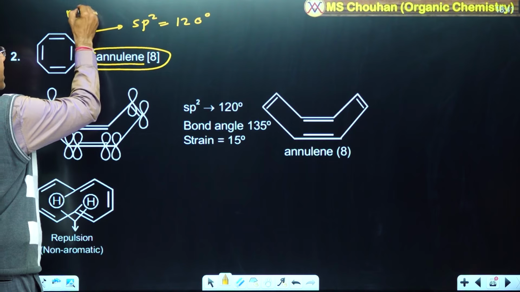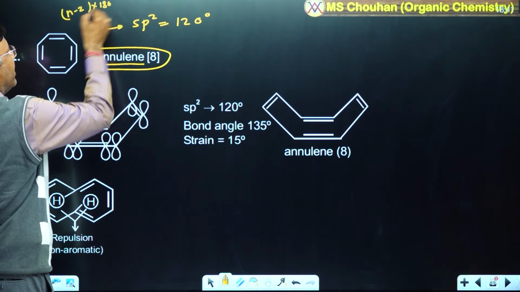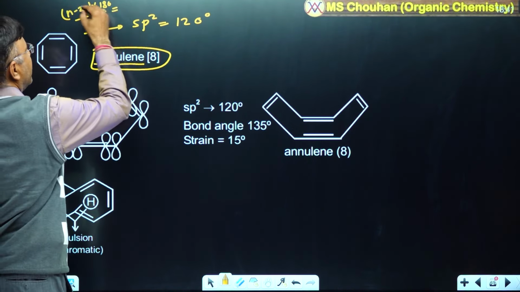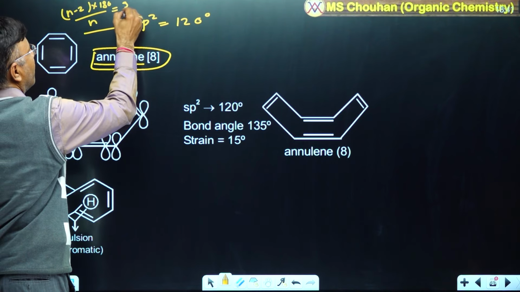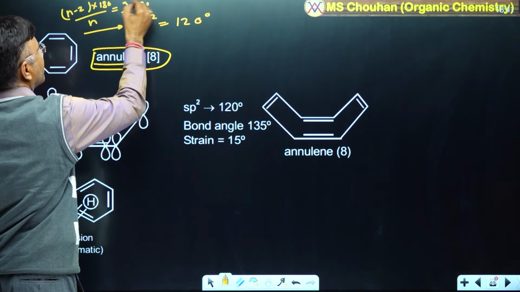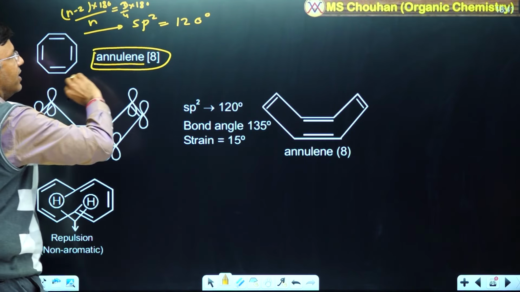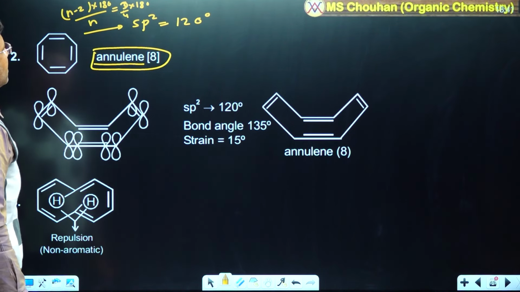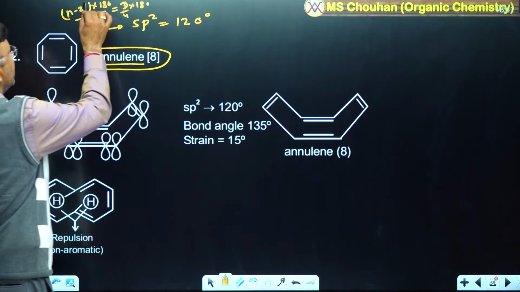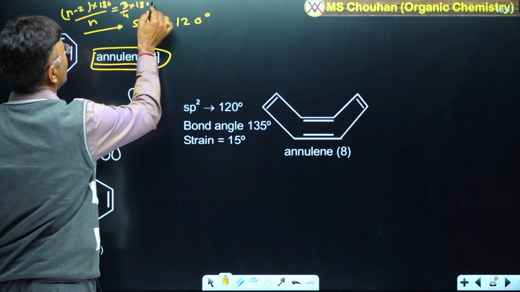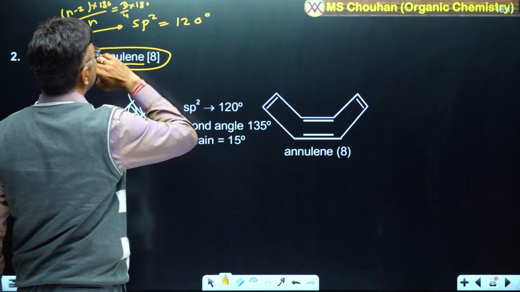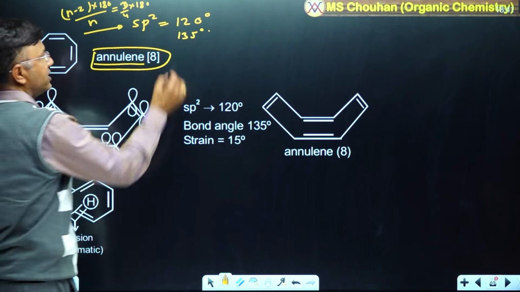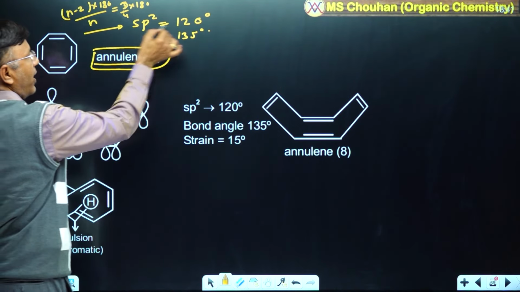If we calculate the angle in the ring, it is (n minus 2) into 180 by n, where n is the number of sides, 8. So 6 by 8 means 3 by 4, into 180. Roughly, the angle is 135 degrees. Got it? This is the actual angle it should have in the ring, but due to hybridization, the angle is different.